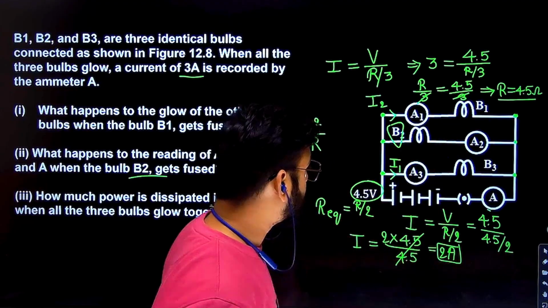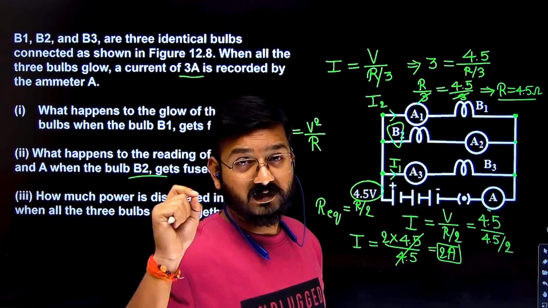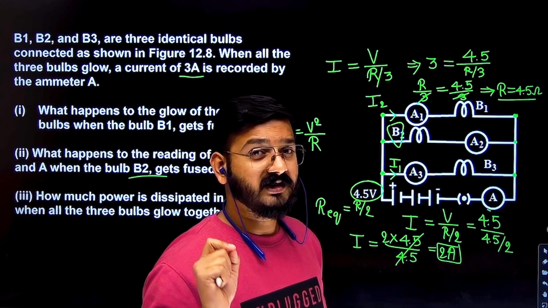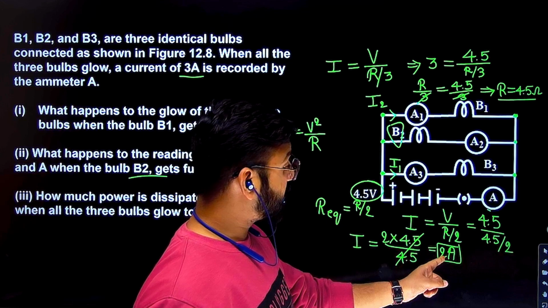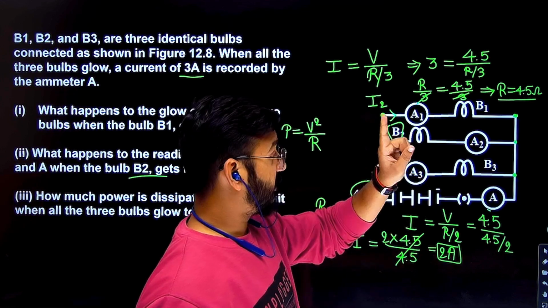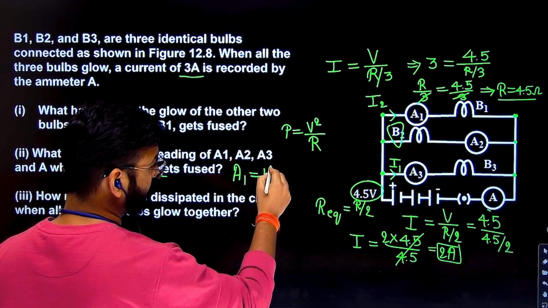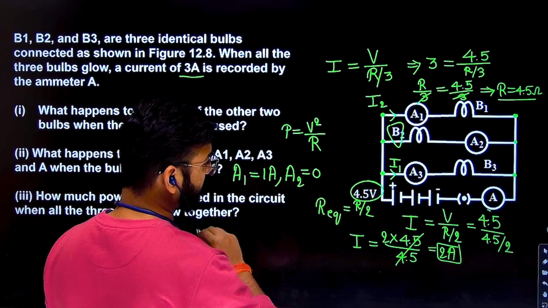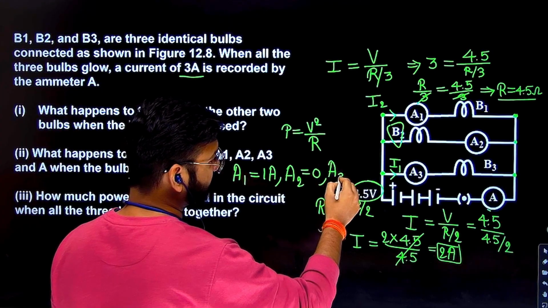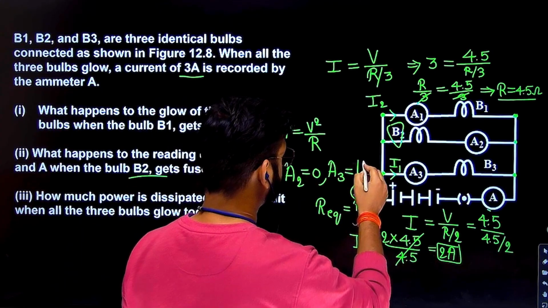This bulb is fused. So since bulb 3 and bulb 1 are identical, whatever the total current is will get distributed into two equal parts. So half of 2 ampere will be 1 and 1. So the final answer: A1 will be half of 2, which is 1 ampere. Reading of A2 will be 0 because the bulb is fused and the circuit is broken. A3 will be the same as A1 because 2 is divided into 2 equal halves, so this will be 1 ampere.